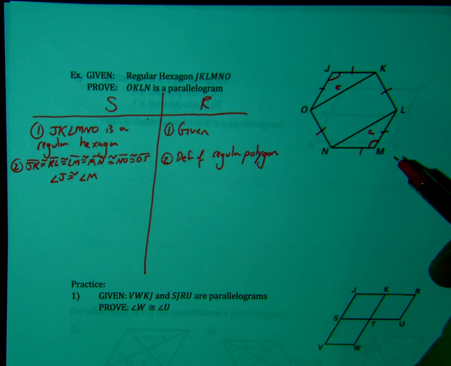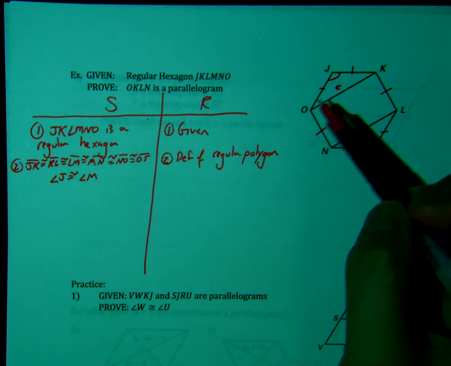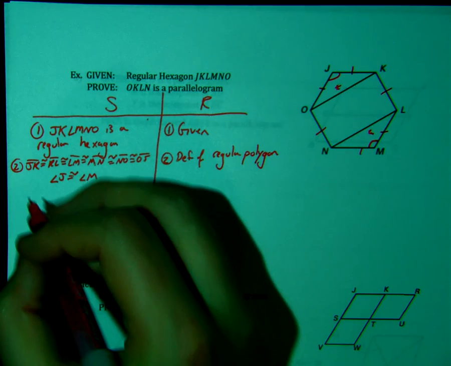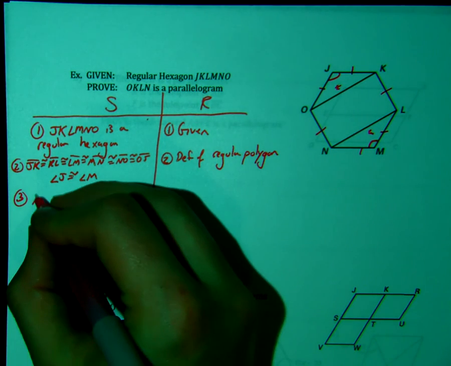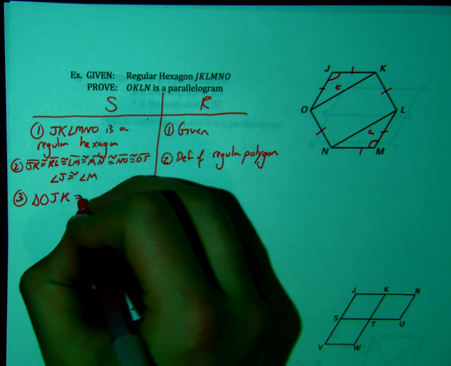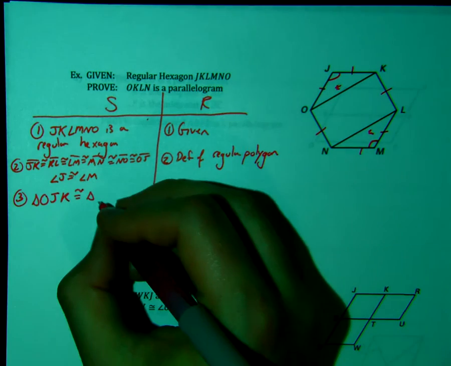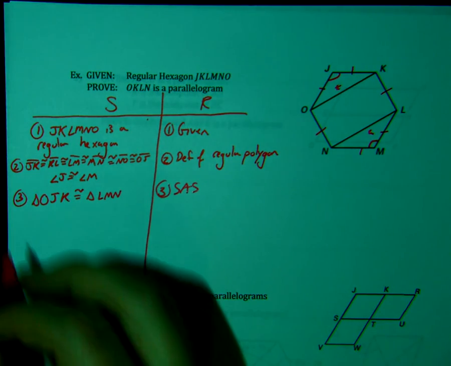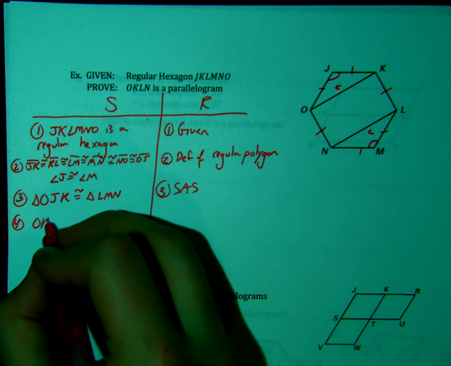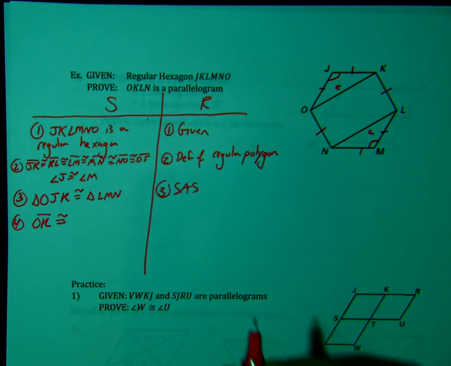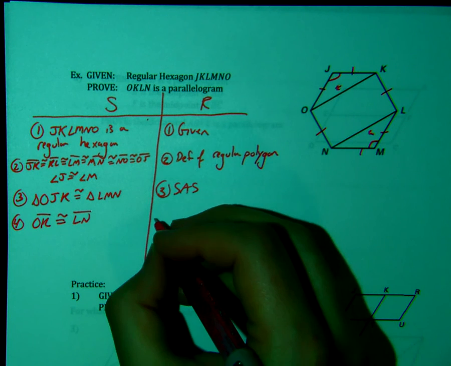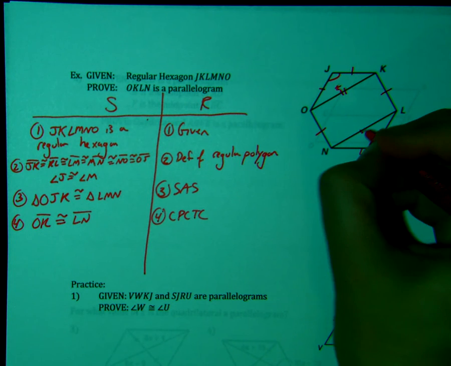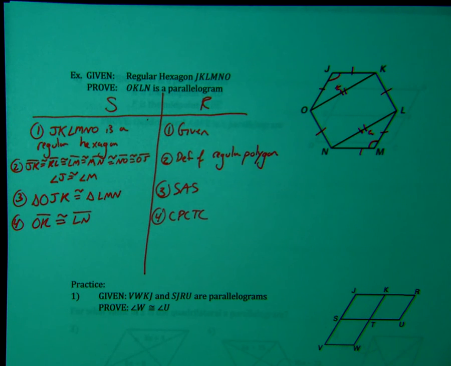I'm going to prove that these triangles are congruent by side angle side. So you have these sides that are all the same. They have these included angles that are the same. So let's do that. So triangle OJK is congruent to triangle LMN. And this is the side angle side. And that will allow me now to say that OK is congruent to LN. And that is CPCTC. So this is a different measurement, but those are equal to each other.